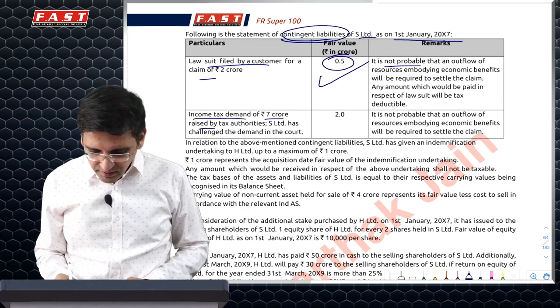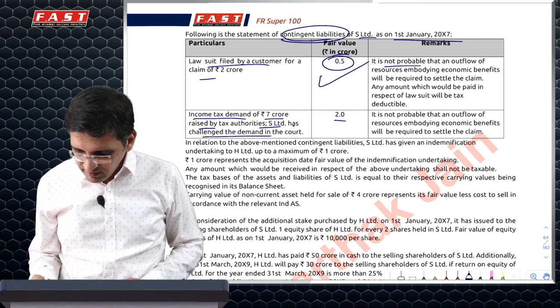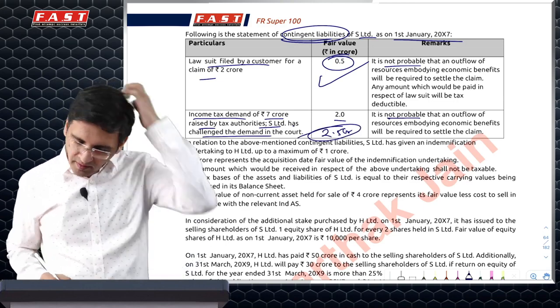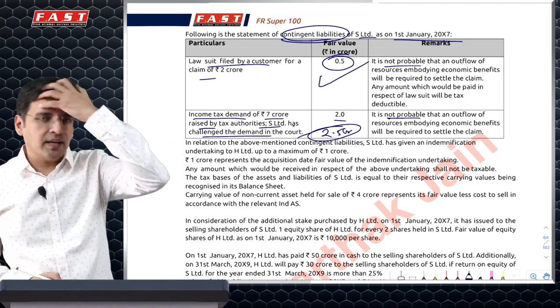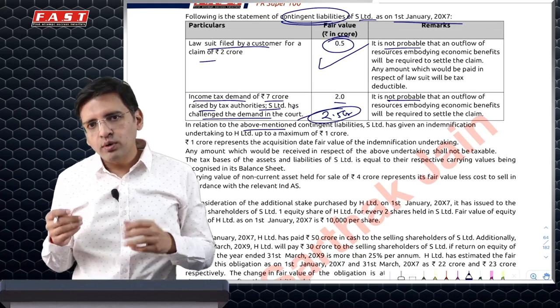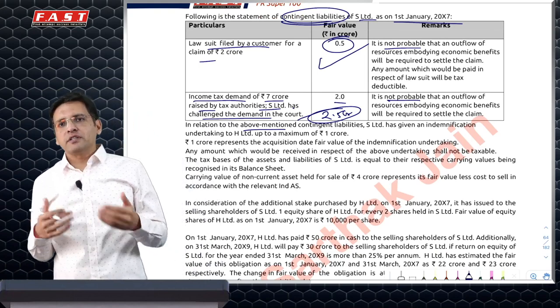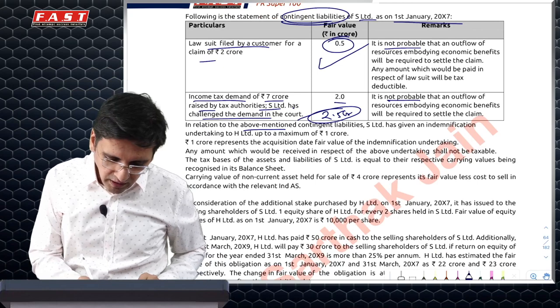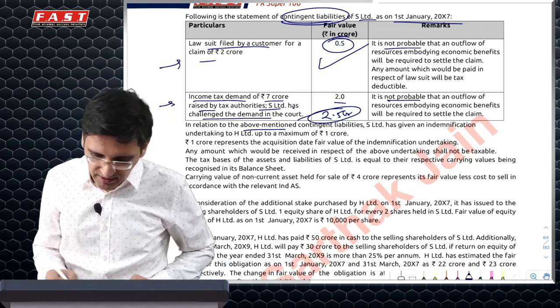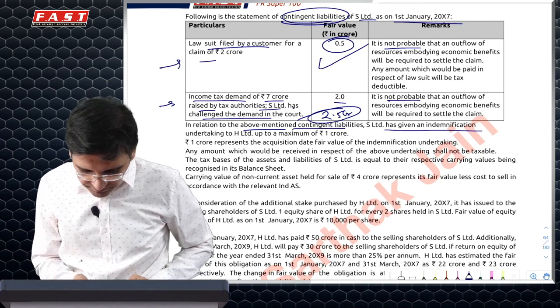Income tax demand 7 crore raised by authority. 2 crore is the fair value. It is not probable. Still, you'll have to recognize. So 2.5 crores. You'll have to additionally recognize as liability and reduce your net identifiable assets. In this question, you also have to give deferred tax impact for each and every difference and adjustment. So this will not have any kind of a deferred tax impact because this itself relates to tax. This may have a deferred tax impact. Let's see what question says about it.